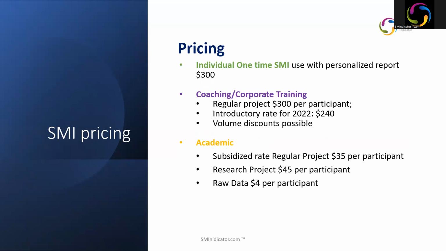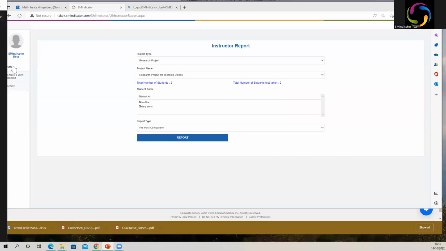In the academic environment, we do have a very much subsidized rate for a regular project of $35, and a research project is $45, taking into account the additional work and additional report that you are receiving as an instructor. And as I mentioned, the raw data manipulation, in case you're interested in receiving that, is $4 per participant.